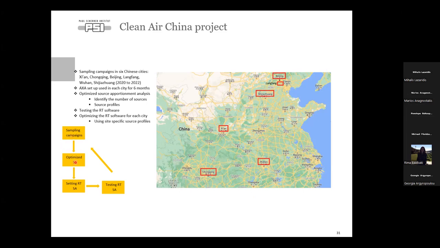Then we took the information from those 3 instruments and we did an online source apportionment analysis, so an optimized source apportionment analysis. And we used this information from this optimized source apportionment analysis to set up the real-time model. And then we tested the real-time model, and we also tested it in simulation, so how well it would have performed if it was used real-time. And we also tested it in actual real-time conditions.